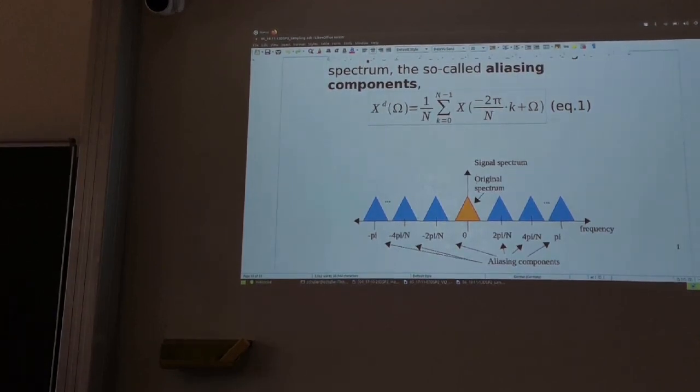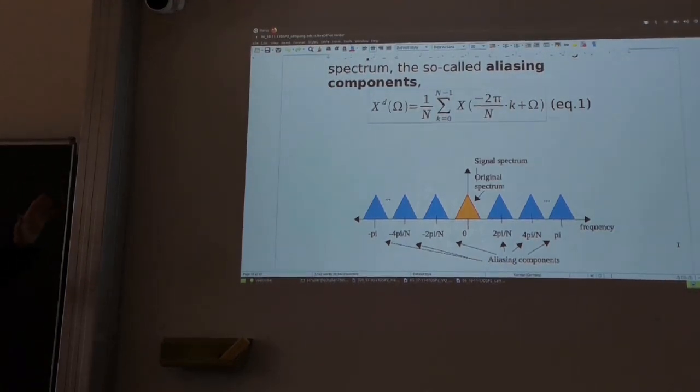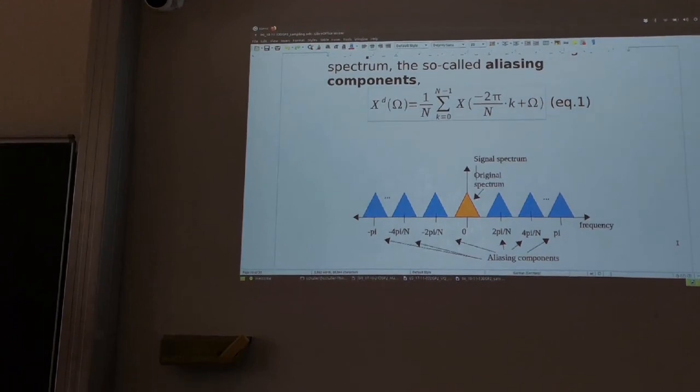Yeah, questions? So this is what you should keep in mind and what you should remember when you do the sampling and get spectral copies.